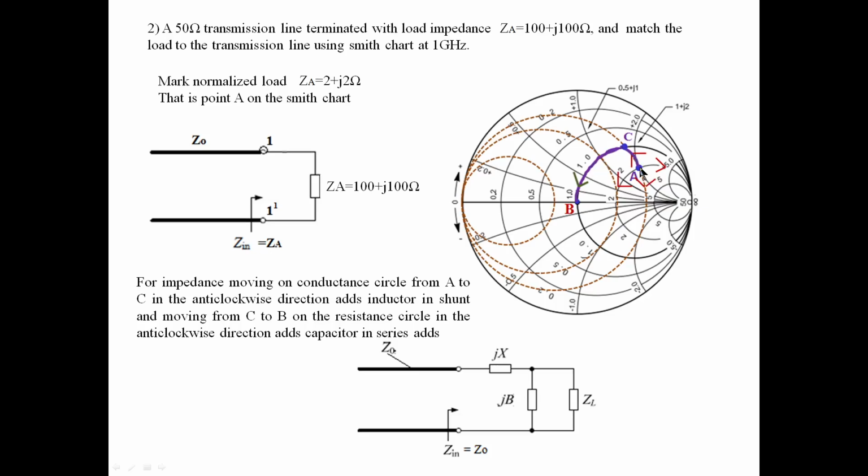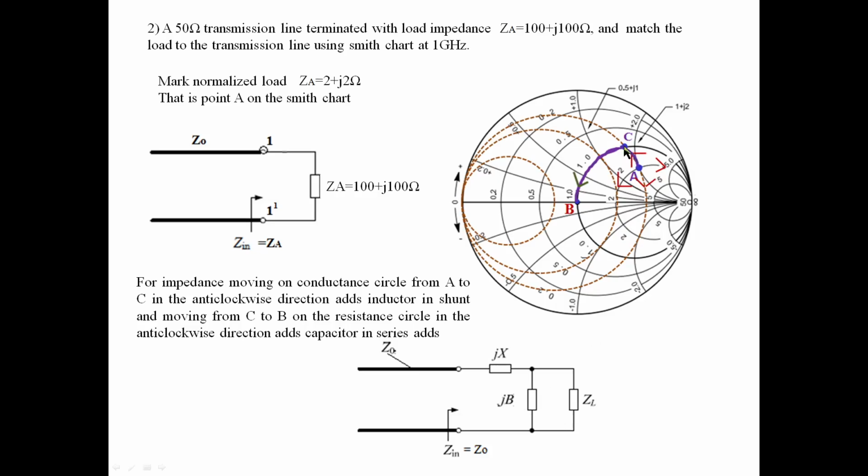So what we did first, from the load we moved on the conductance circle in the anti-clockwise direction, and we stopped here. That adds an element. Moving on a conductance circle adds a shunt element. Which shunt element? Moving anti-clockwise, it adds an inductor. A shunt inductor is added like this.